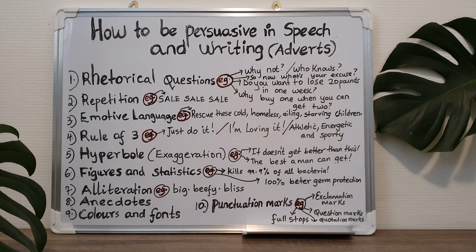Now, the figures and statistics used here are 99.9% and 100%. So, use figures and statistics to convince your audience. Okay? Number 7, alliteration.